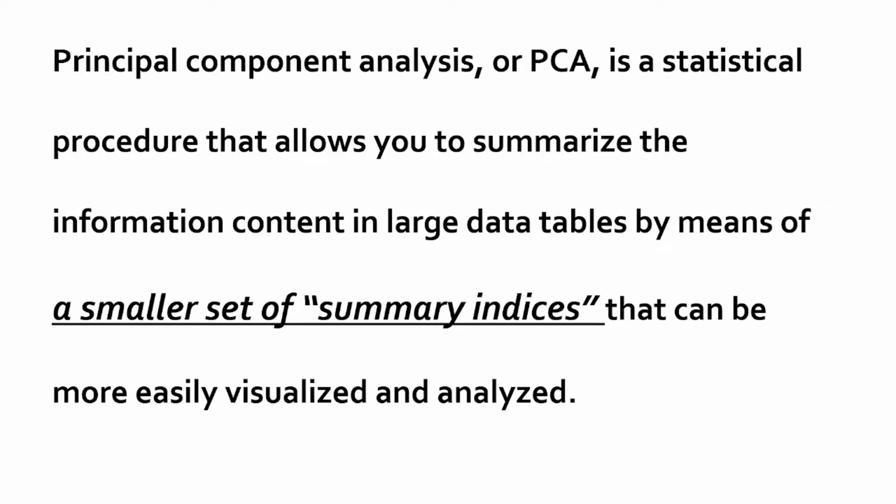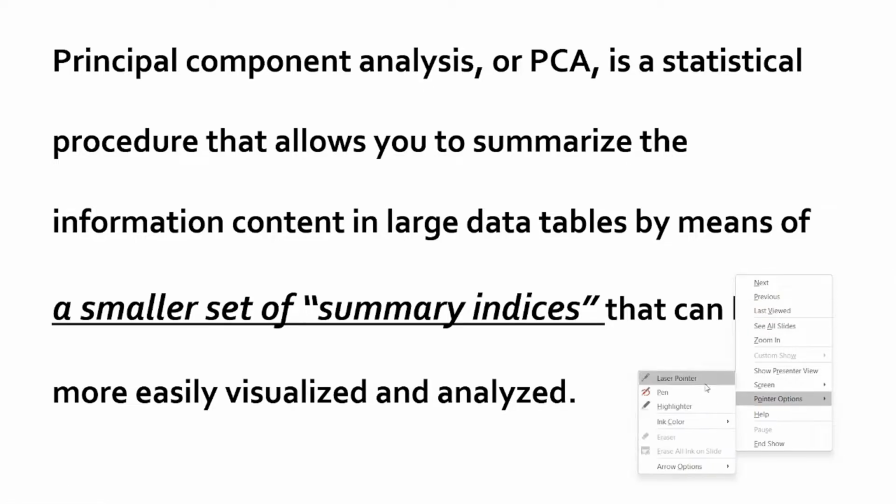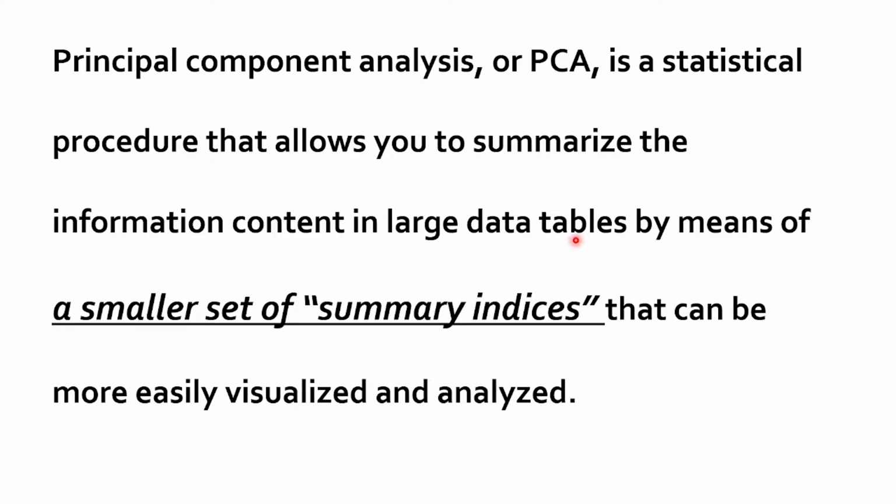definition of PCA is. PCA is a statistical procedure that allows you to summarize, the keyword here is summarize, the information content in large data tables, meaning a data table which has a large number of dimensions, by means of a smaller set of summary indices that can be more easily visualized and analyzed. Meaning, if you have a large data set with a number of dimensions, you squeeze it into a smaller set of dimensions, but you do not lose the information content so that you can analyze it very well.